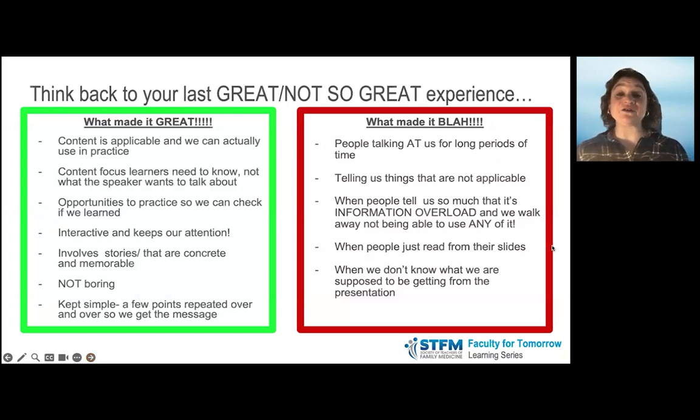What made it not so great? People were talking at us for long periods of time, telling us things that are not applicable. When people tell us so much and it's information overload, and we walk away not being able to use any of it. When people just read from their slides, and when we don't know what we are supposed to be getting from the presentation.